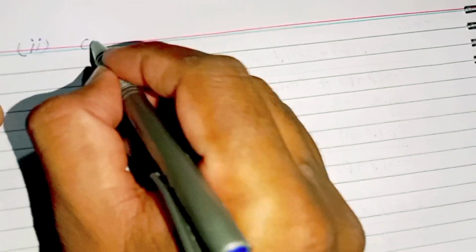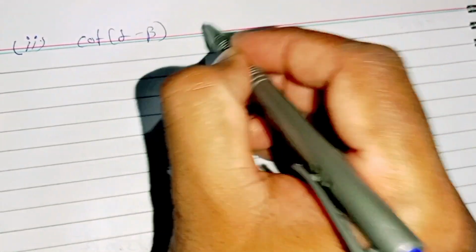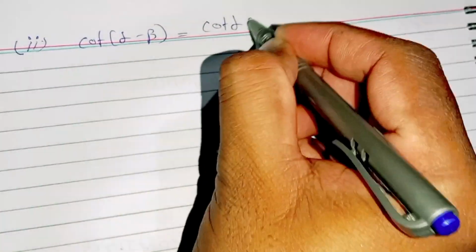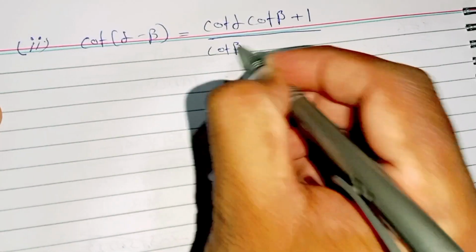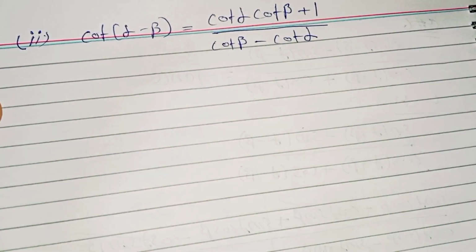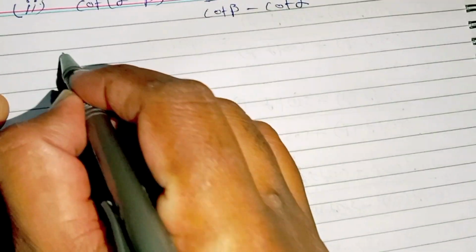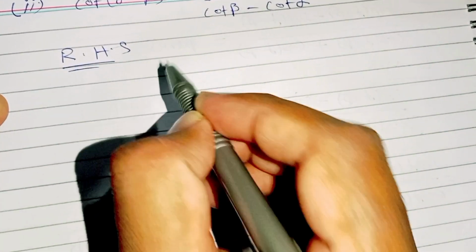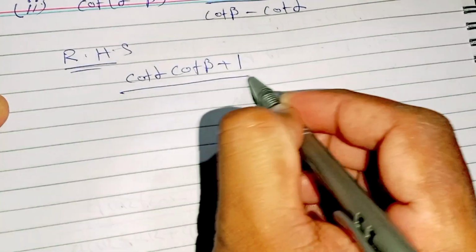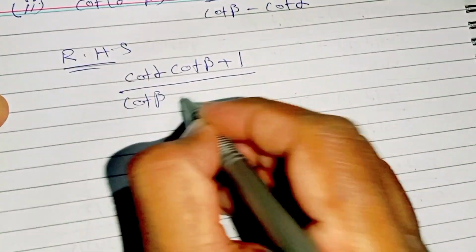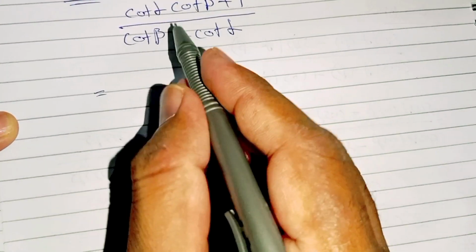Similarly, part number 2 of question number 7. Cot of alpha minus beta is equal to cot alpha cot beta plus 1 over cot beta minus cot alpha. Here also we will take the right hand side, cot alpha cot beta plus 1 over cot beta minus cot alpha. First of all, we convert the expression into sin and cos.